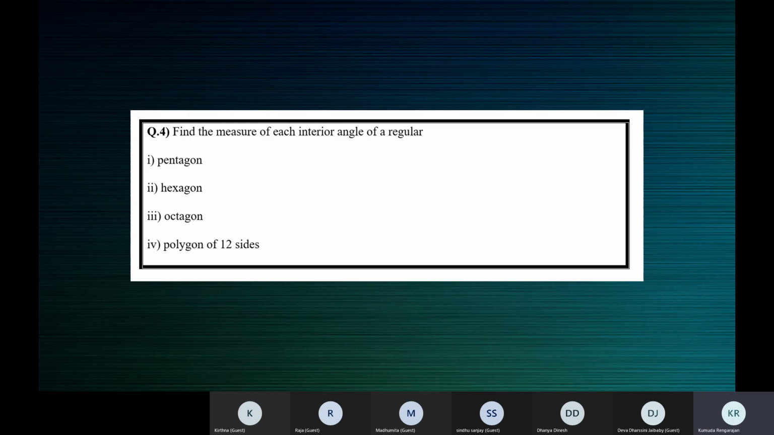Now, what is 540? What is this 540? Interior angles, ma'am. Come again, louder. Sum of all interior angles. Very good. Sum of all the interior angles of this pentagon. In a regular pentagon, all angles will have the same measure. The sum of all the interior angles of a pentagon is 540 degrees.